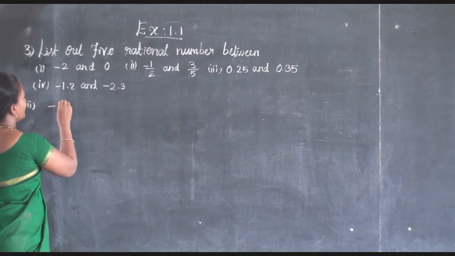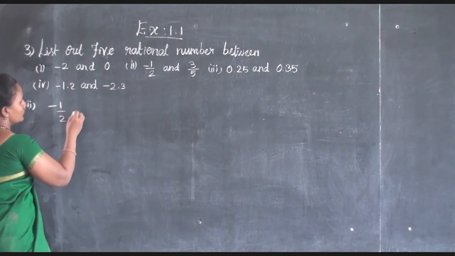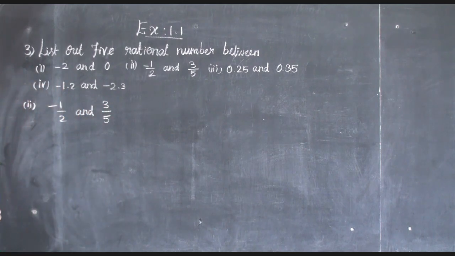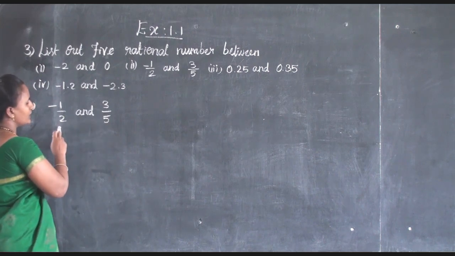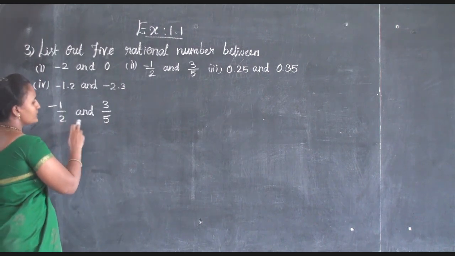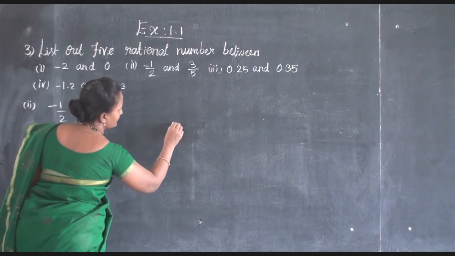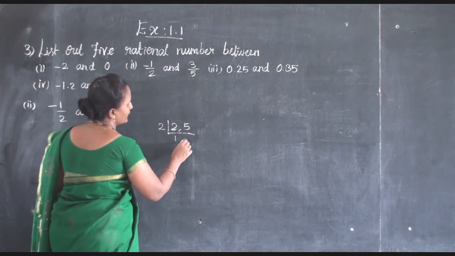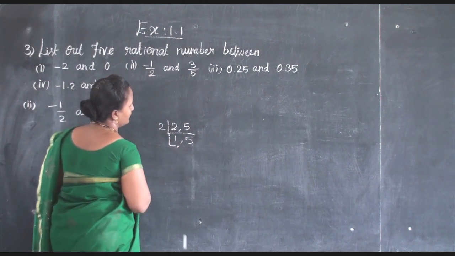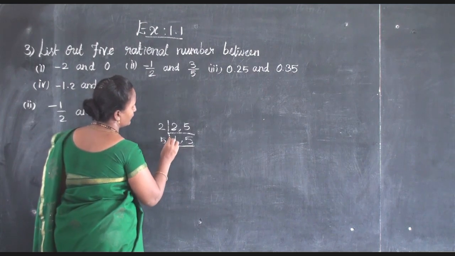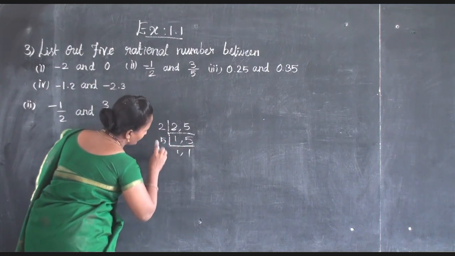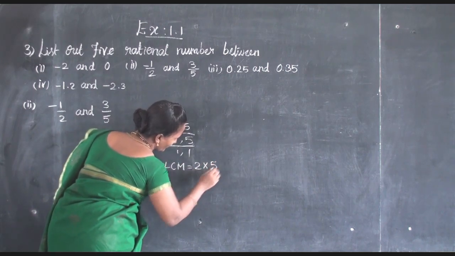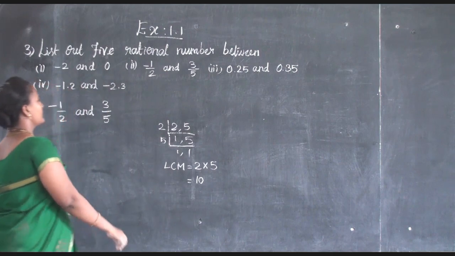Now the second sum, minus 1 by 2 and 3 by 5. See, the denominators are not equal. Equalize the denominators by taking LCM. So divide by 2 first to get 1, divided by 5 get 1, and then also factors. LCM equals 2 into 5. This LCM is 10.